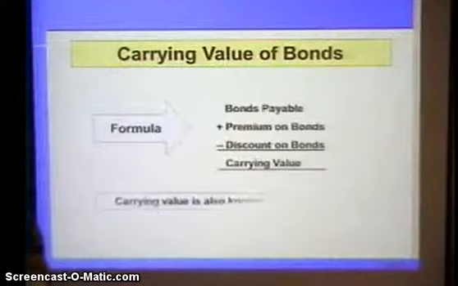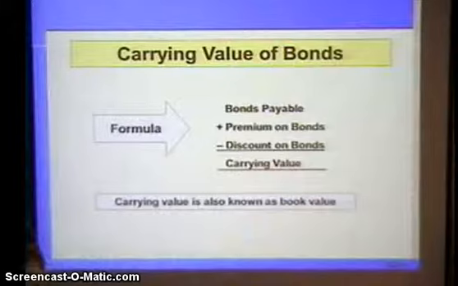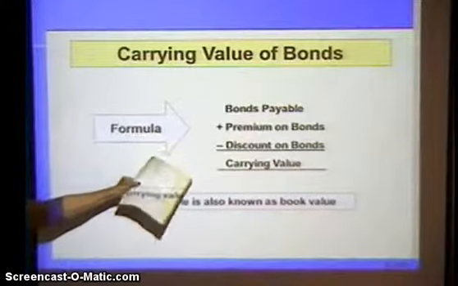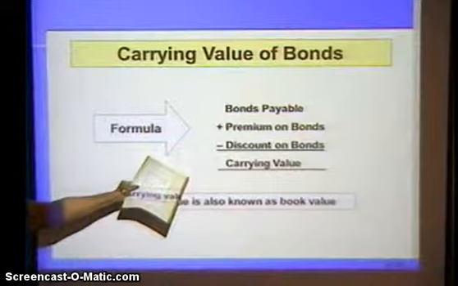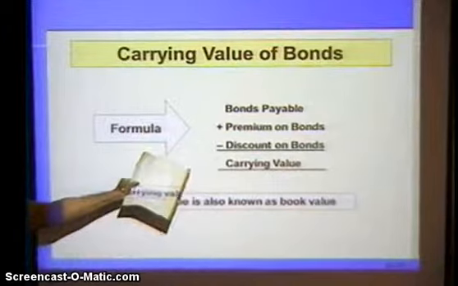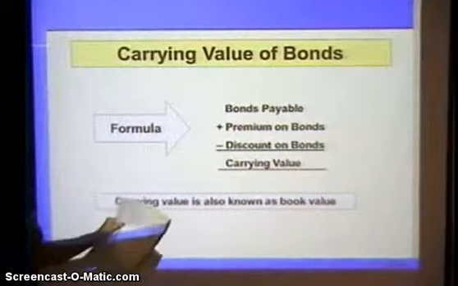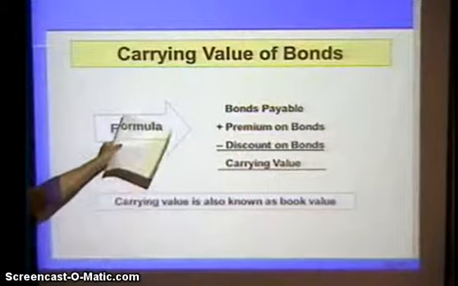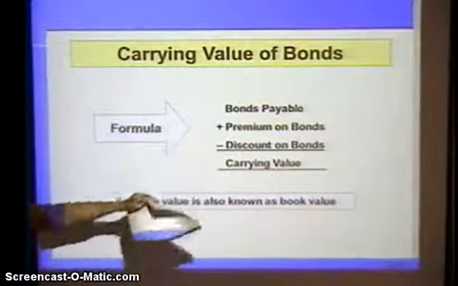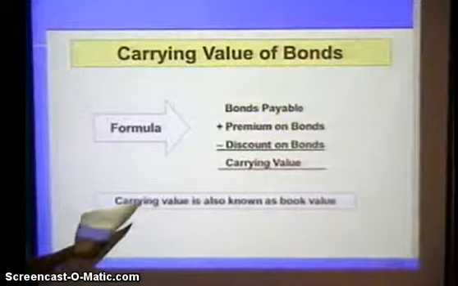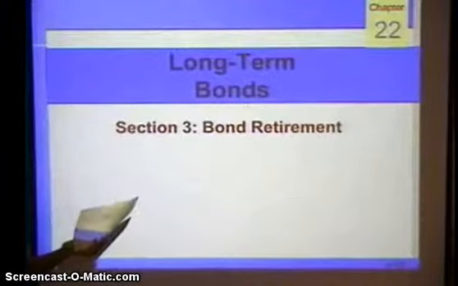Okay. The formula for your carrying value is your bonds payable plus any premium minus any discount, which leaves you with the carrying value of those bonds. Some of them were sold at a premium, some of them were sold at a discount. So we take the bonds payable plus any premium, less any discount, to end up with how much we're actually carrying on our books. All right.